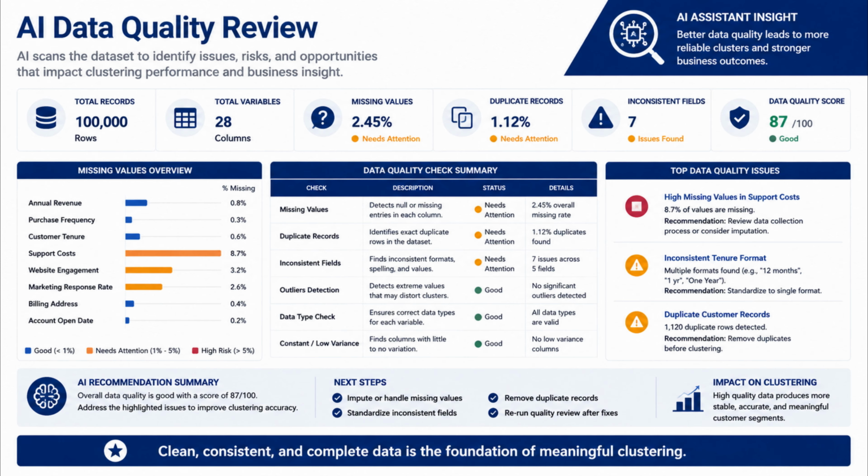Section 10. AI data quality review. AI can identify missing values, inconsistent fields, duplicate records, and potentially useful variables that analysts may overlook. Better data quality leads to better clusters. AI can also flag unusual patterns, outliers, and potential data integrity concerns before analysis begins. Fixing these issues early improves both the reliability and credibility of the final results.